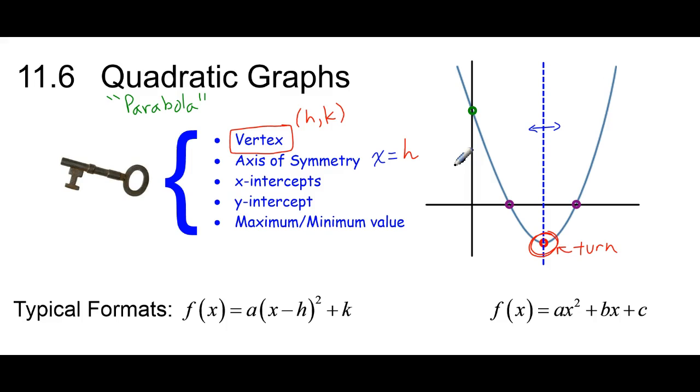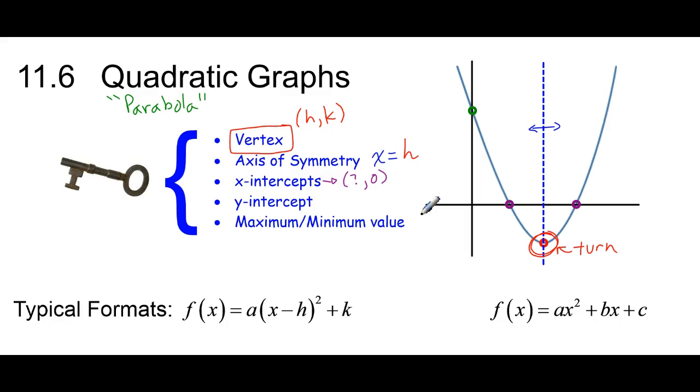So if you find the vertex, you should almost instantly be able to say what the axis of symmetry is. It's just part of the same information. The other kinds of things that you're asked for are intercepts and then the maximum and minimum value. The x-intercepts, as usual, are points on the x-axis. So their coordinates are going to have to be something, 0.